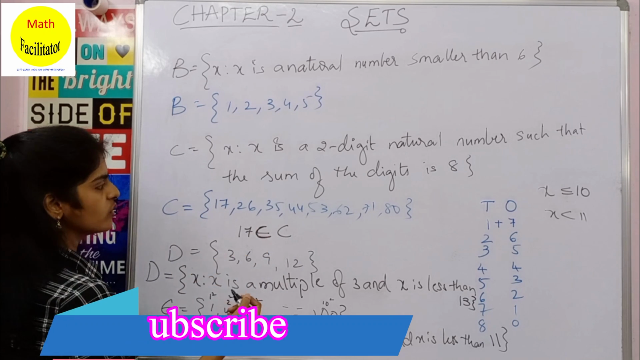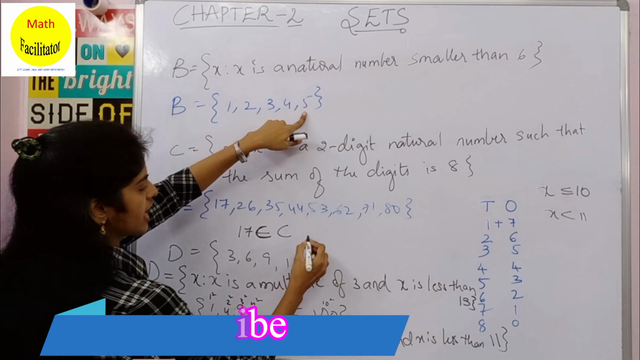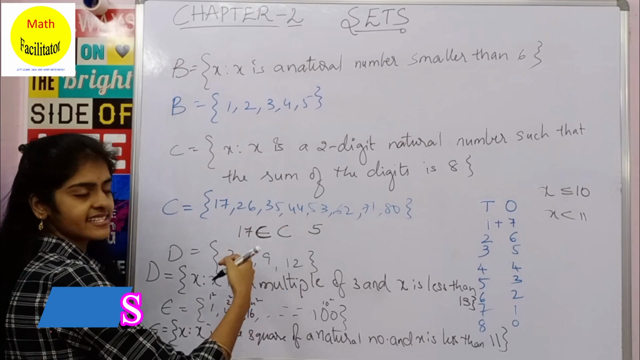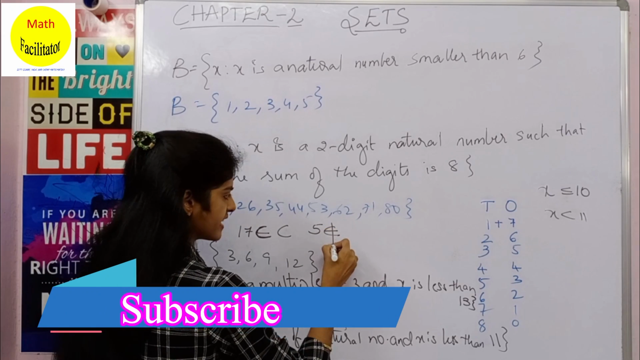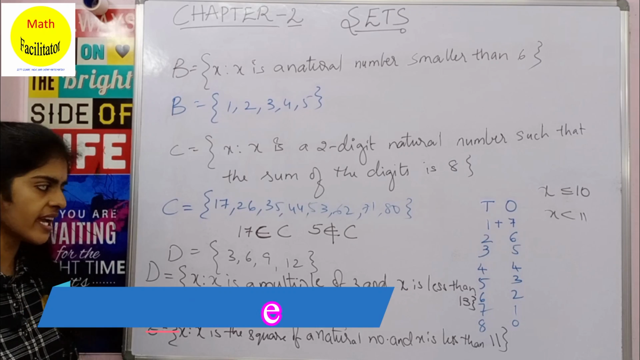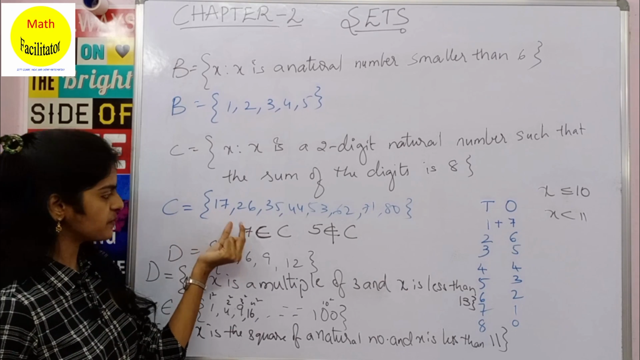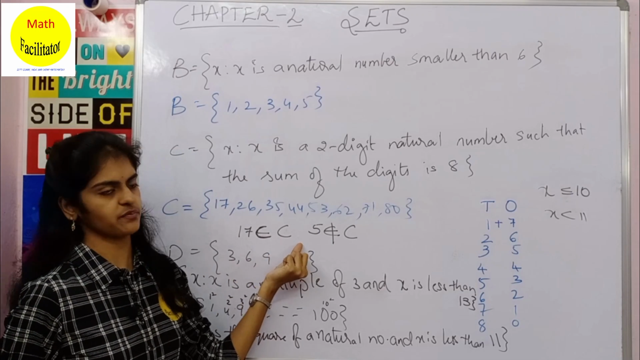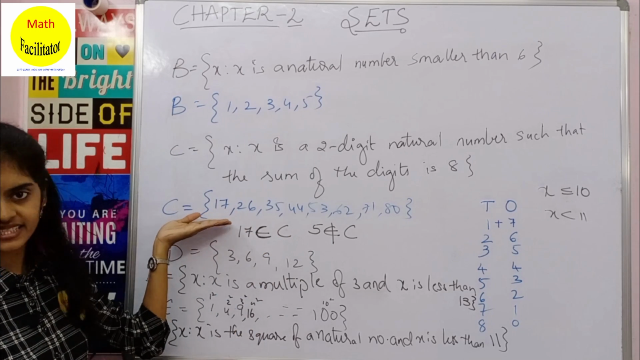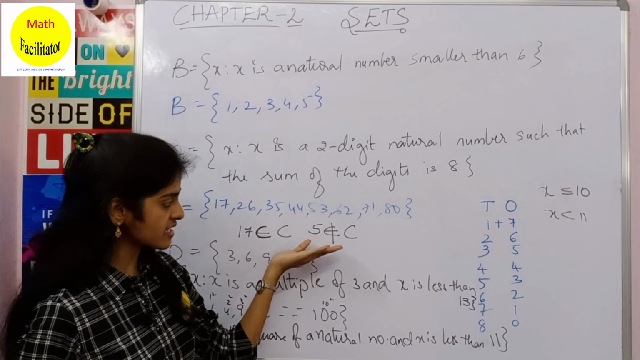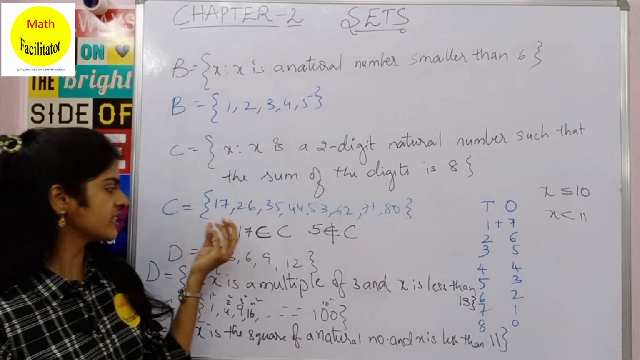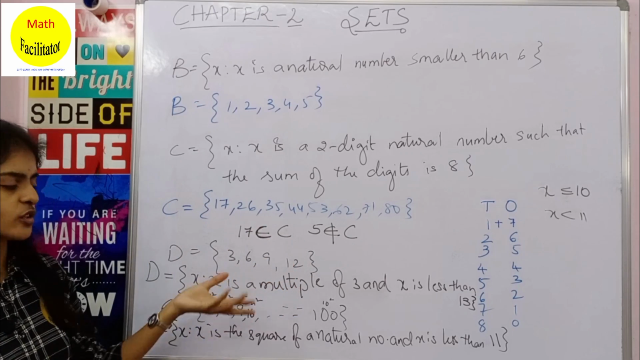Now you can take a number 5. You can see 5 is not an element of this set C, so you will say 5 does not belong to C. Whenever an element belongs to a particular set, you write that it belongs to that set. So 17 belongs to C in this case. If an element does not belong to the set, you write 5 does not belong to C. Clear? So these are little things which you have to know about sets.